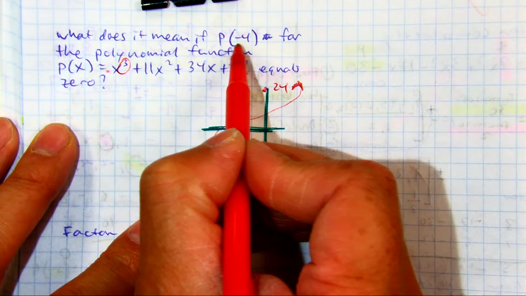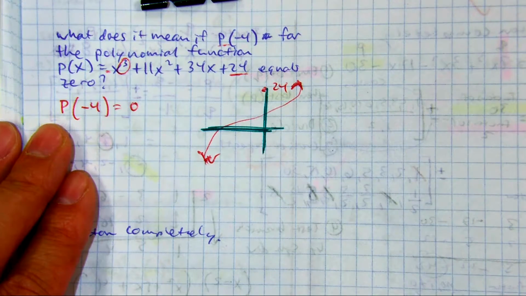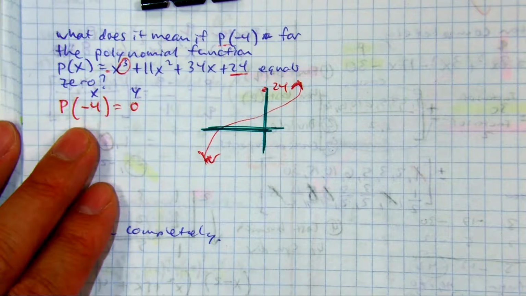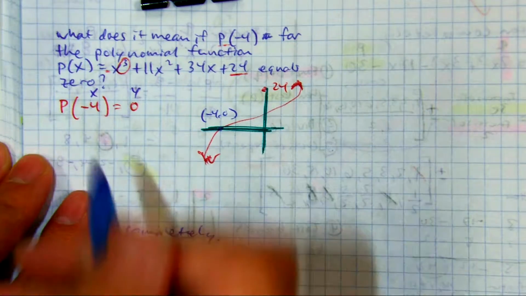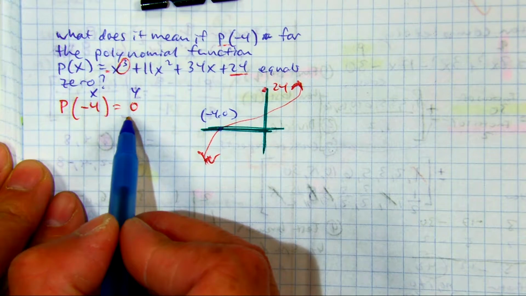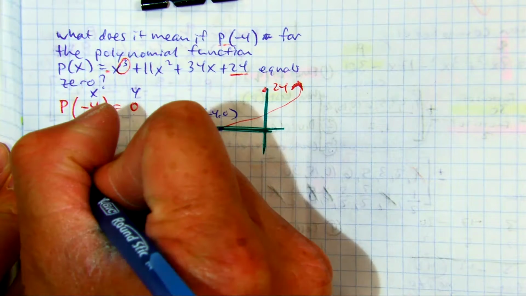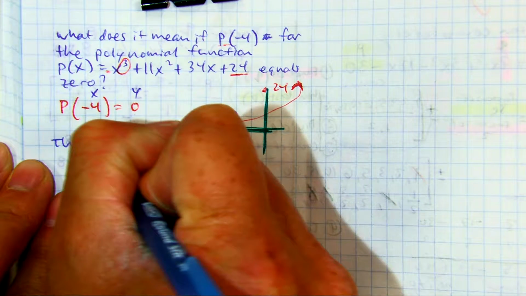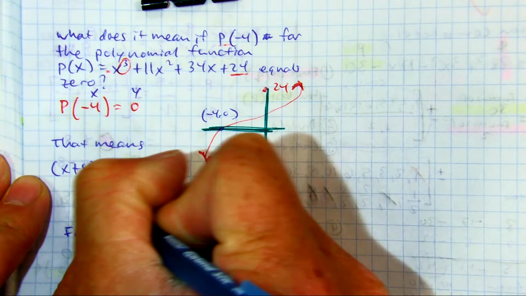That means that if I write p of -4 equals 0, the ordered pair is x, y. That means this is -4, 0. We can say that the y value, when it is 0, is a remainder of 0. And if it's a remainder of 0, then it is a factor. That means x plus 4 is a factor.